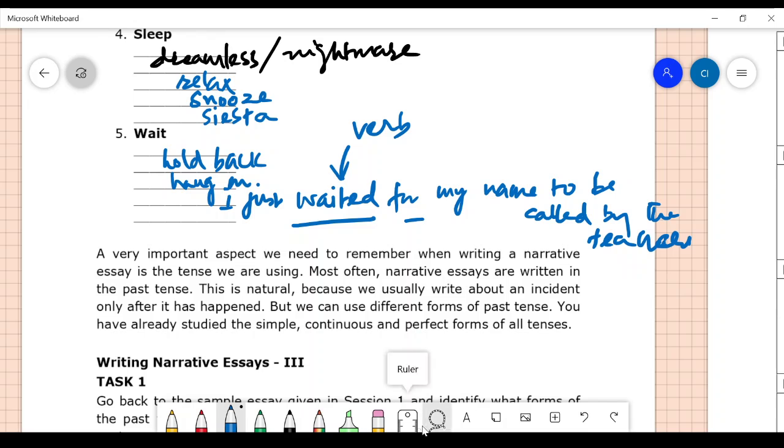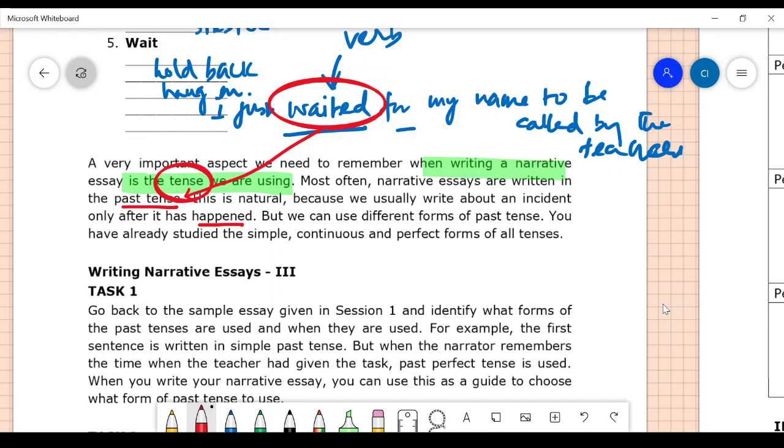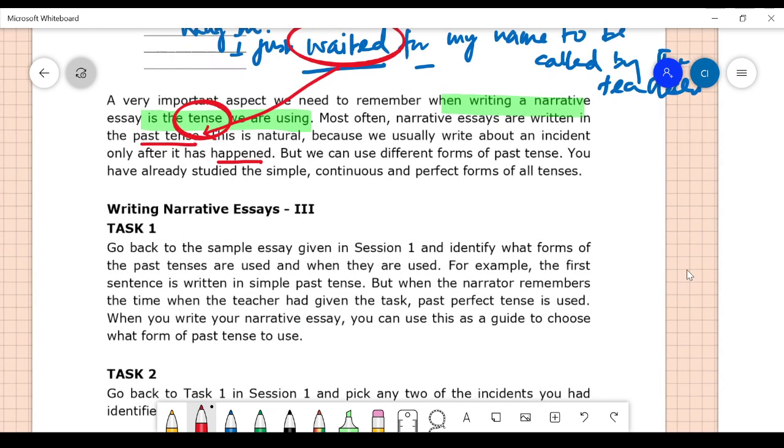A very important aspect we need to remember when writing a narrative essay is the tense we are using. Most often narrative essays are written in the past tense. That is what waited was here. Past tense, okay? Because we usually write about an incident only after it happened. You can use different forms of the past tenses. You already studied the simple, continuous and perfect forms of all tenses.